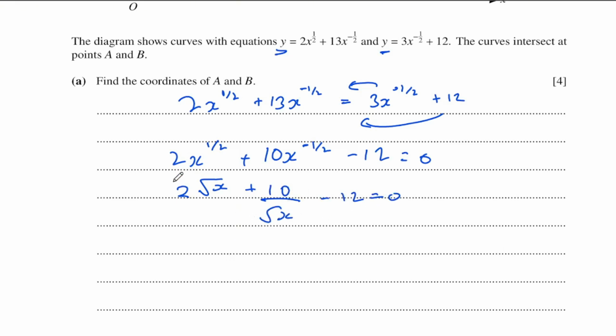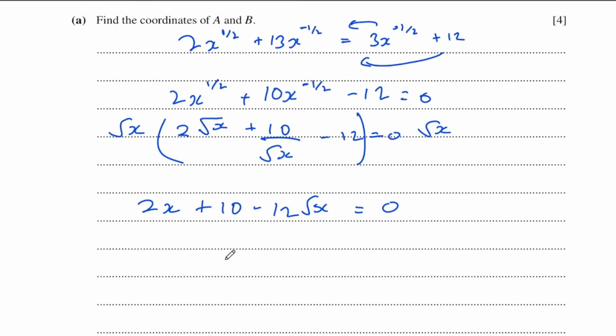We can remove the denominator, so multiply by root x on both sides, and we end up getting 2x plus 10 minus 12 root x equals 0. And this is another case of finding out quadratic equations, right? Here the power is 1, here the power is a half. This is twice of this. If you watch my video, this tells you that this is a quadratic equation, or you can change it to a quadratic equation, where you can first write this down as 2x minus 12 root x plus 10 equals 0.